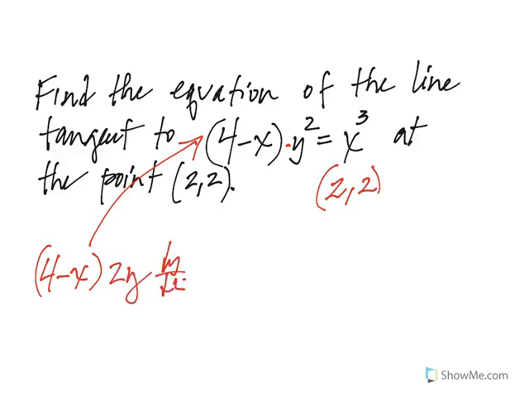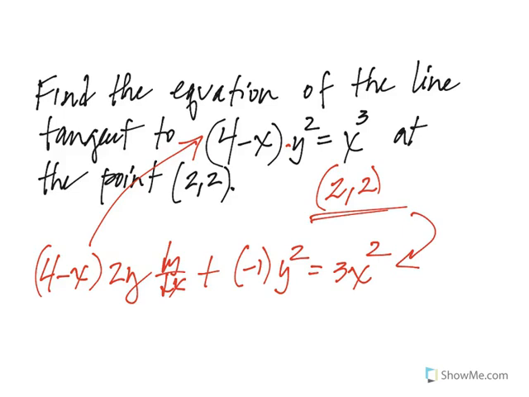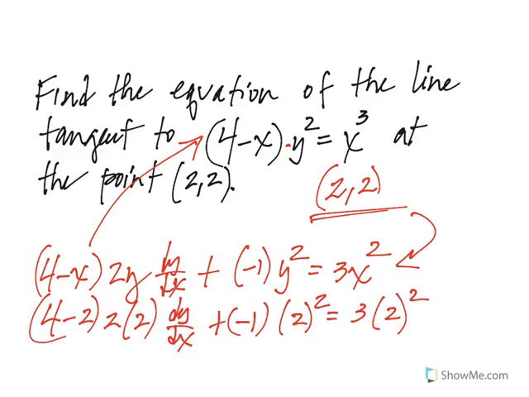It is 2y dy/dx, and that is then plus the derivative of the first, which is -1, times the second as is, and that is equal then to 3x squared. All right. You've got your slope machine here. At the point (2, 2), you can find the numeric value of the slope by plugging in that point into my slope machine. So let's do that now. And that gives you that line right there.